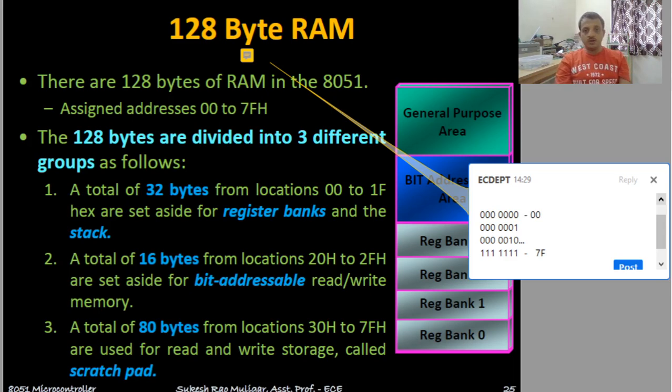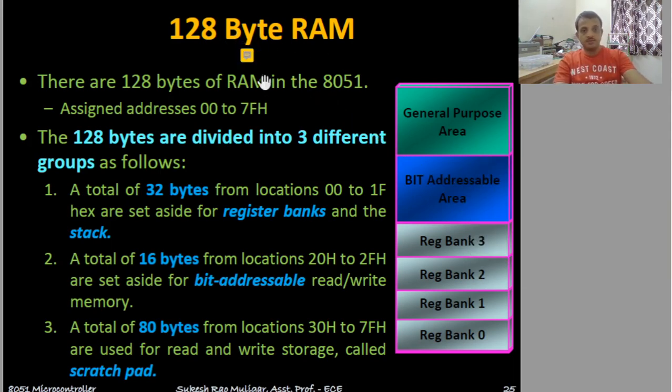So a 128 byte location can be addressed using 7 bits, and the address of that 128 bytes ranges from 00 to 7F. That is the meaning of what I am writing here. So that's why there are 128 byte locations addressed from 00 to 7F.